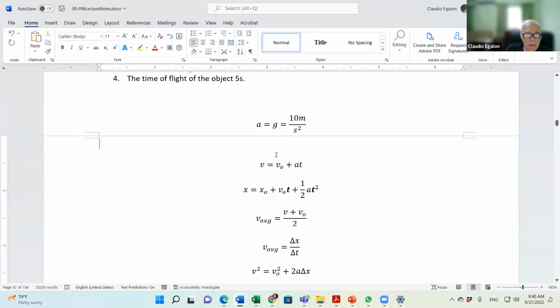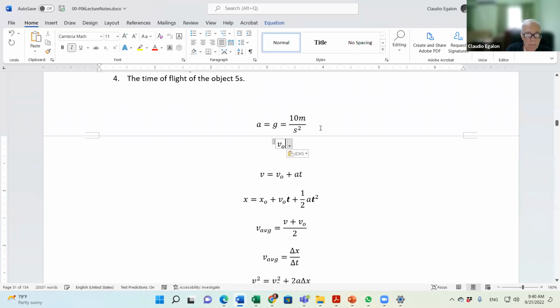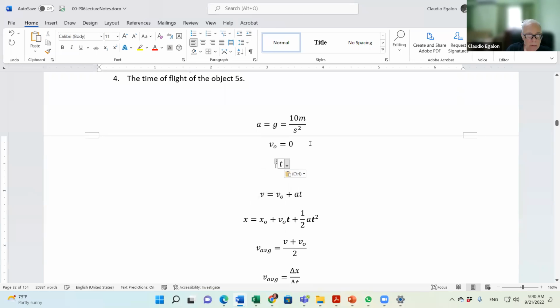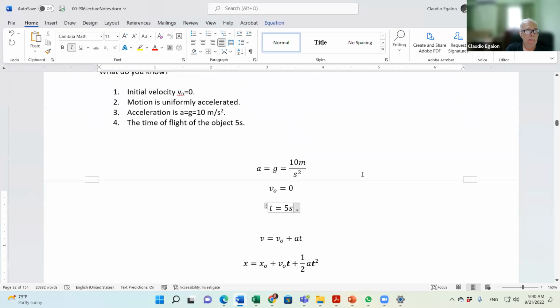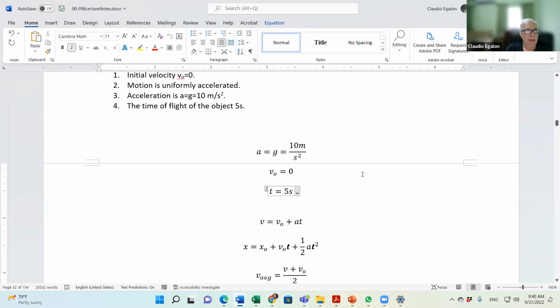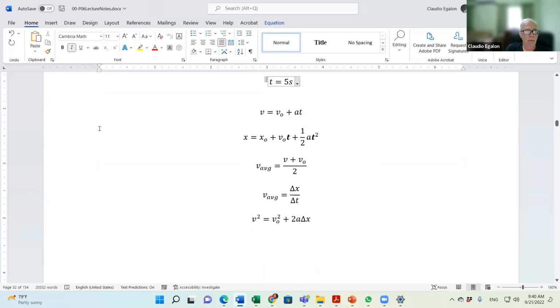V naught is 0. T, you know, I wrote there as well, is going to be 5 seconds. And the motion is uniformly accelerated, so we are going to need to use those equations that you see right in here.